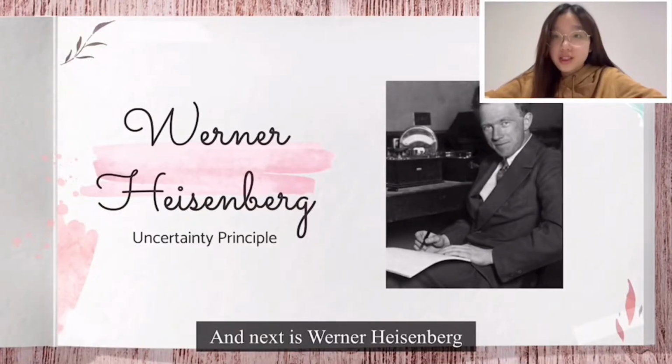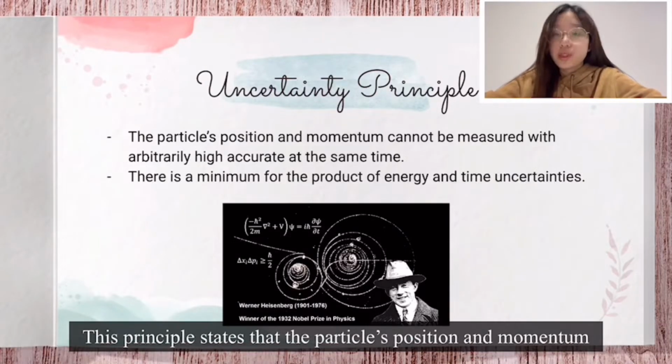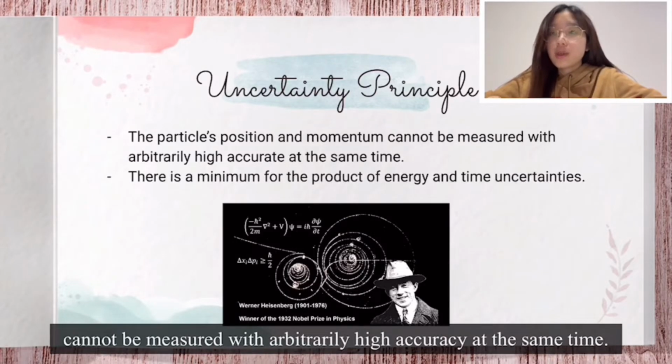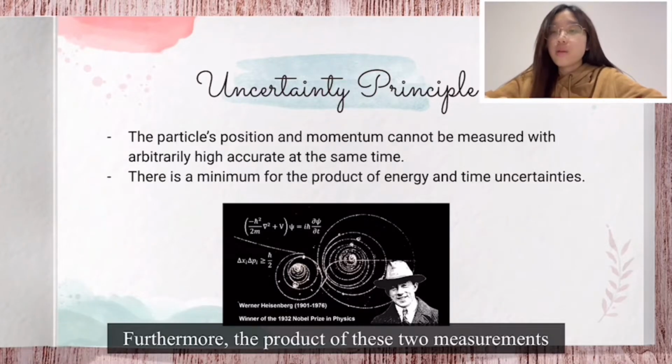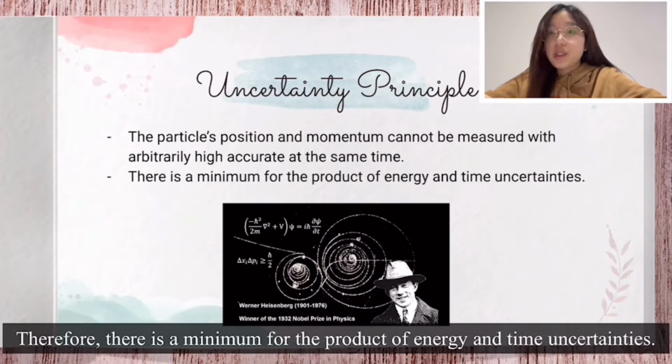And next is Werner Heisenberg. Werner Heisenberg established the uncertainty principle of quantum theory. This principle states that a particle's position and momentum cannot be measured with arbitrarily high accuracy at the same time. Furthermore, the product of these two measurements also has a minimum value. Therefore, there is a minimum value for the product of energy and time uncertainties.